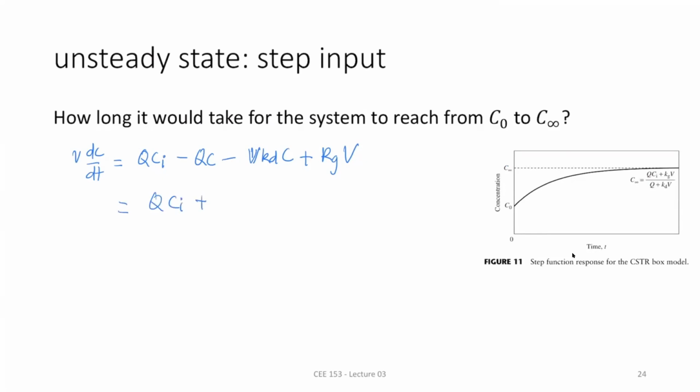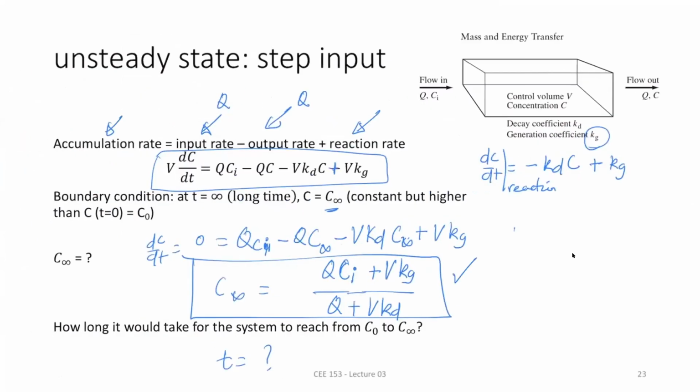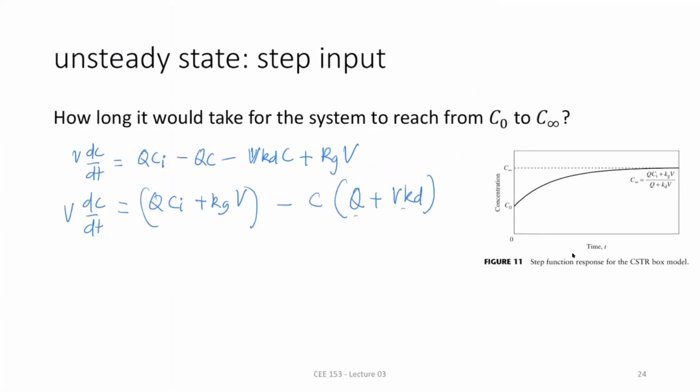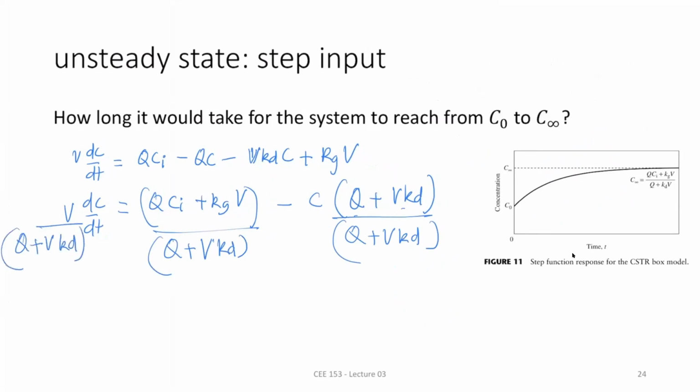So QCI plus KGV, there is no concentration inside, so it's a constant term. I'm just going to combine them together. Then the other one, if I take C common, will be Q plus VKD. All I did is just group them together. Now if you see, C infinity is this, so for that reason I'm going to divide by this term for both sides, so it should not change the answer. All I did is so that I can isolate that variable.